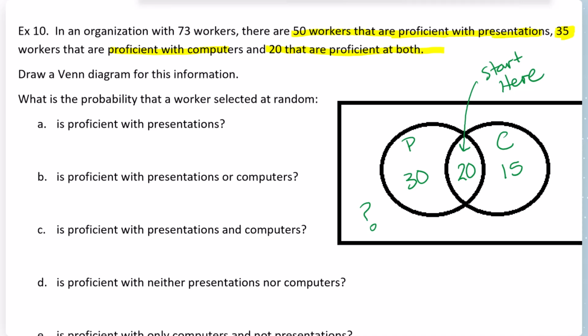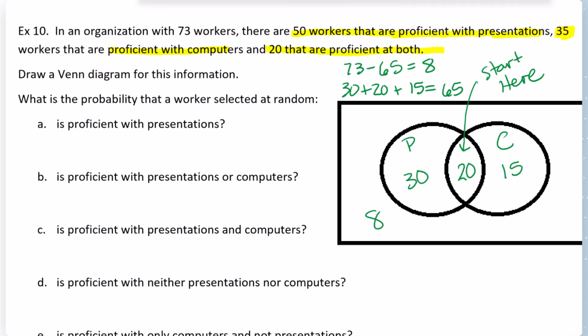Well, to find that, we need to add up what we do have. Right now, we have 30 and 20 and 15. And 30 and 20 and 15 adds up to 65. But we have 73 workers, so 73 minus the 65 that we already have recorded leaves 8 on the outside. All right, so that means we have 8 workers that are not proficient at presentations nor at computers.